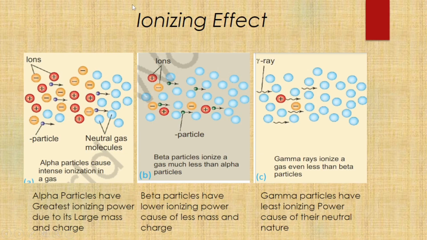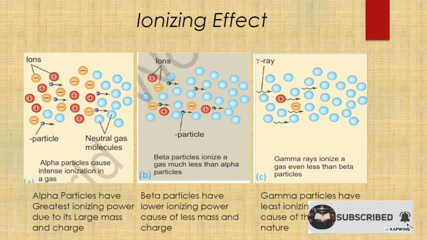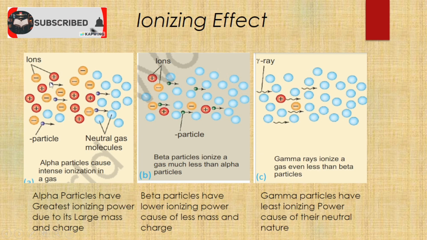Now we have the ionizing effect of all three radiations. First of all, what is the ionizing effect? Ionizing effect is basically splitting matter into its positive and negative components. For example, in this picture, a neutral gas is split into its positive and negative ions by reaction with alpha particles. These small violet circles are actually alpha particles.